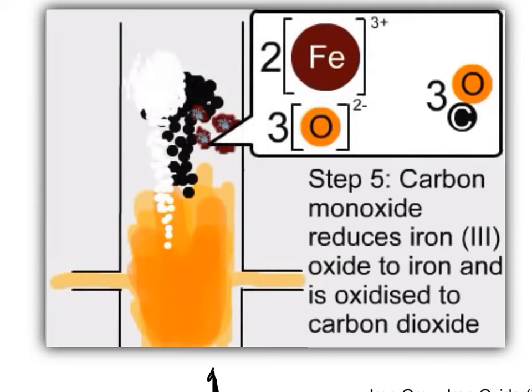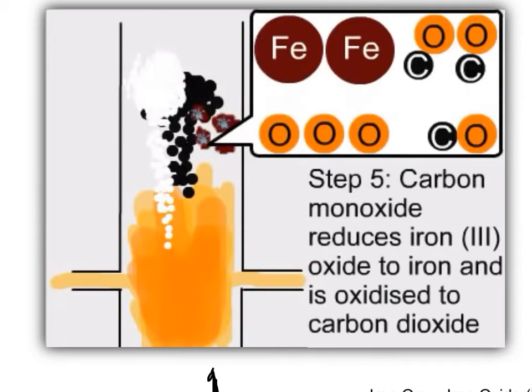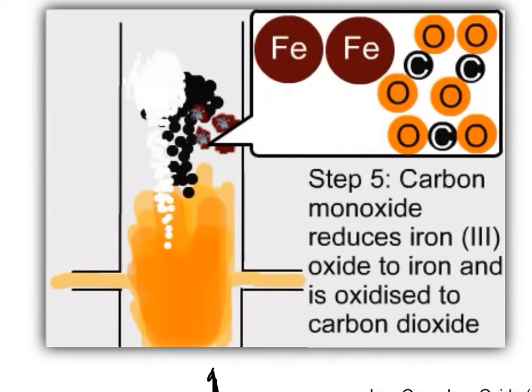So let's just watch that. Here we go. Here's the 2 iron ions and the 3 oxygens below and the 3 carbon monoxides. What happens is that the 3 carbon monoxides react with each of these oxygens, 1, 2, 3, to make carbon dioxide, leaving the iron on its own. So the iron oxide is reduced, oxygen has been removed from it to produce metallic iron.